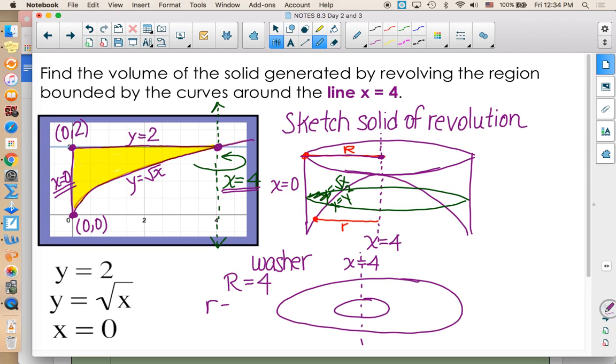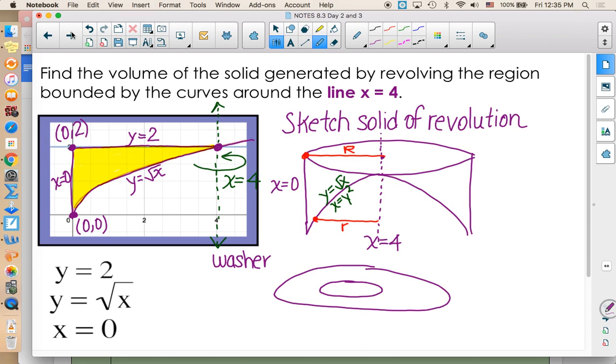But our inner radius is a little harder to notice because our inner radius is going to need to be that circle that's missing to make this hole in here. So our inner radius is going to have to come from the distance between x equals 4 and this curve that at the moment is not expressed in x equals terms. So we need to move that curve around so that we can express the other radius in terms of the same variable.